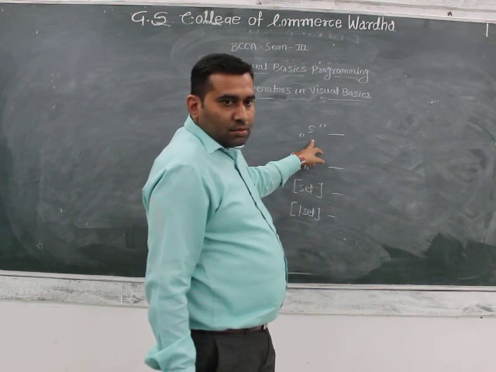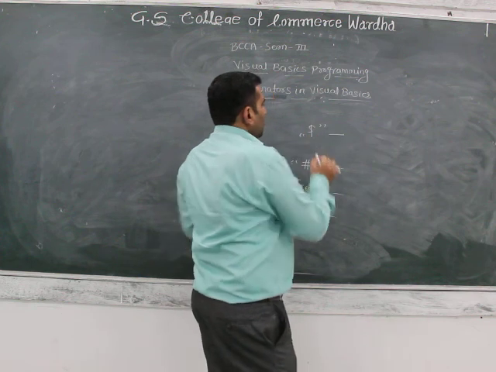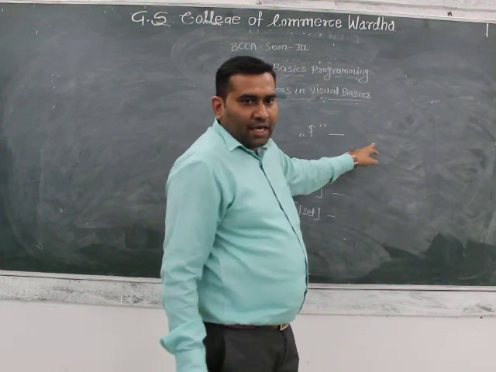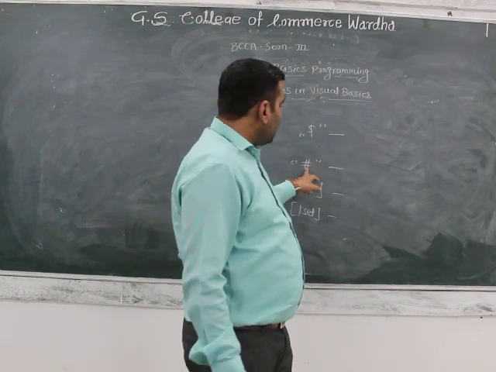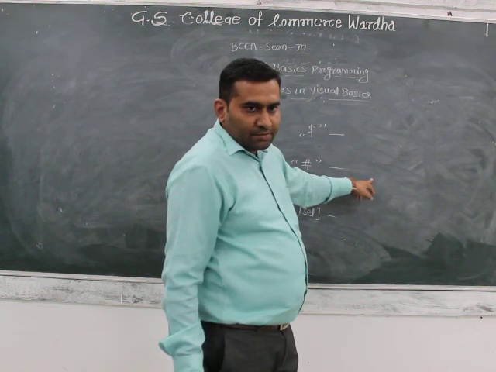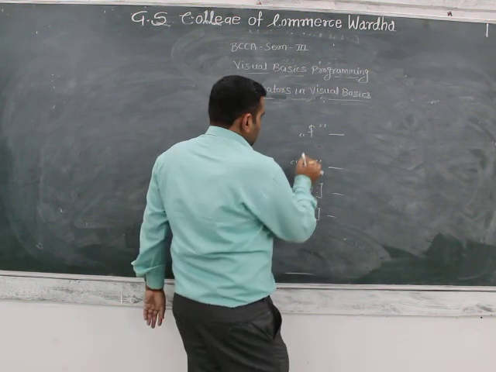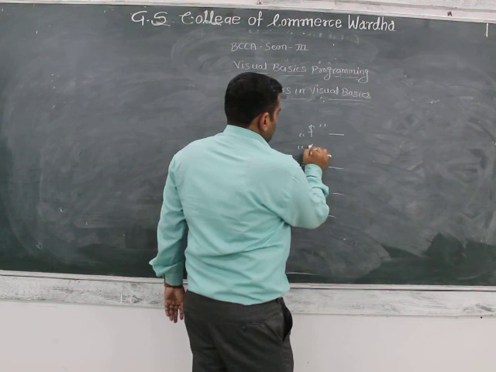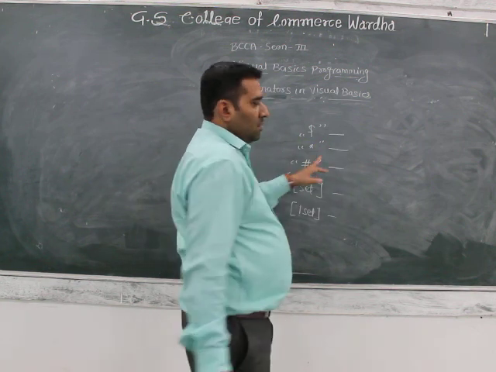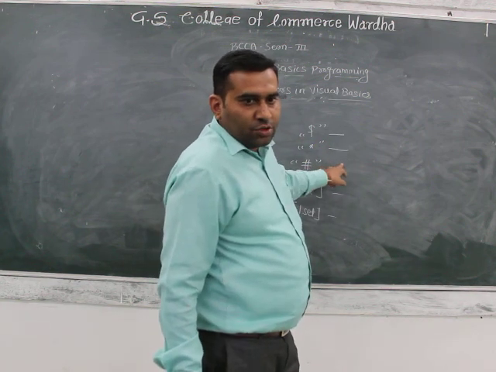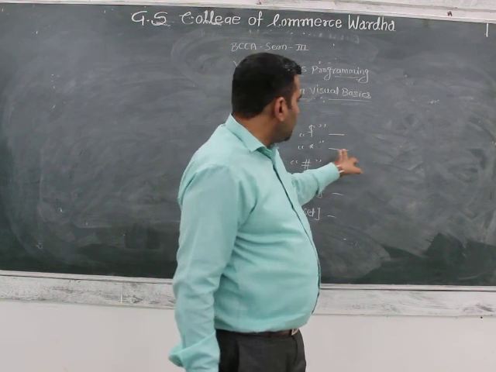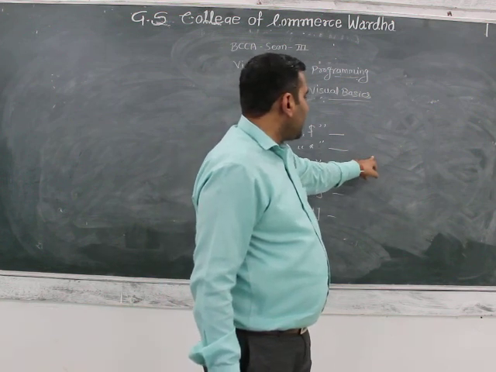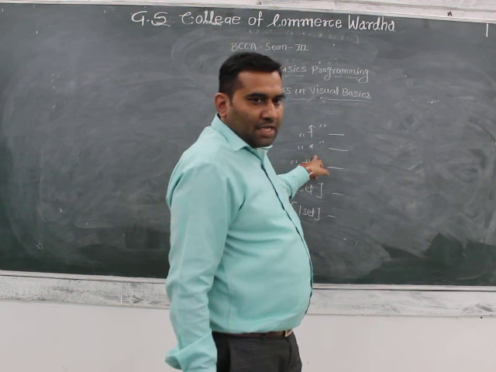First is the dollar sign. It is denoted by any single character. Hash sign, any single digit. Star sign, 0, 1 or more than one character. It is denoted by the star.